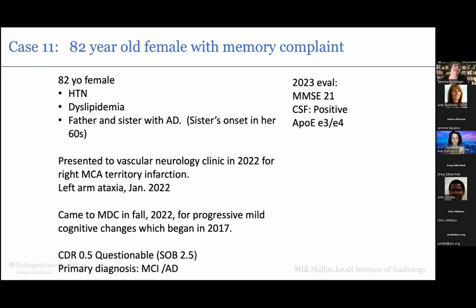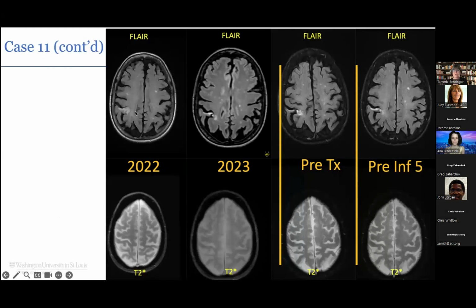This is another case, an 82-year-old woman who was having some memory complaints. Now, interestingly, this patient had a history of a prior stroke. So it was in 2022, she had left arm ataxia. So this is just showing you when that infarct had some edema with it. And now in 2023, it's more chronic. And then here are her scans, pre-treatment baseline, pre-infusion 5.